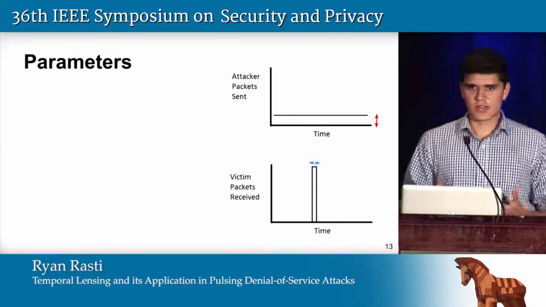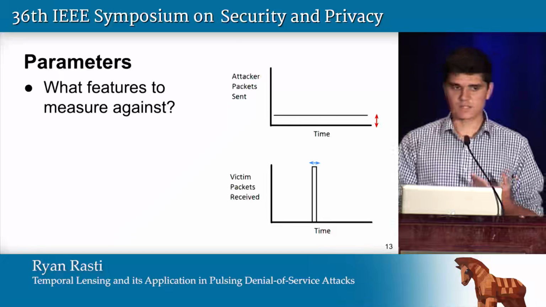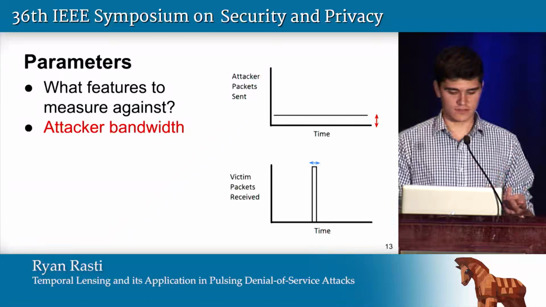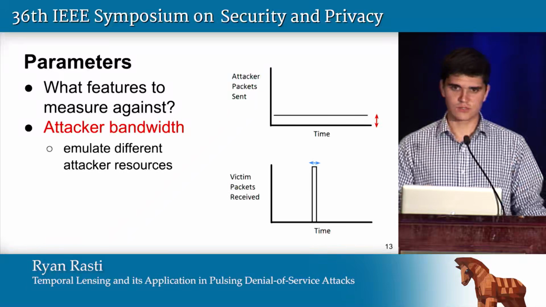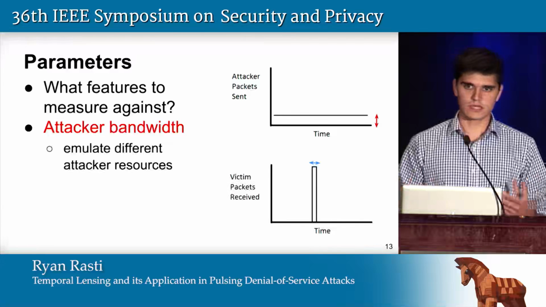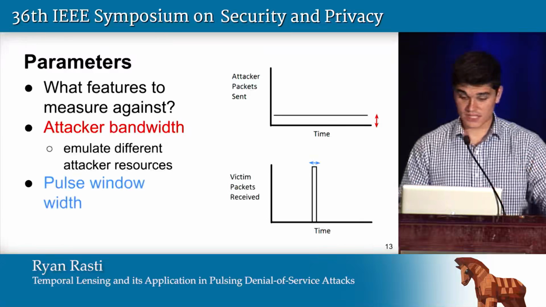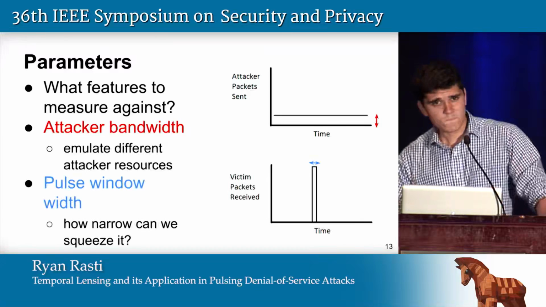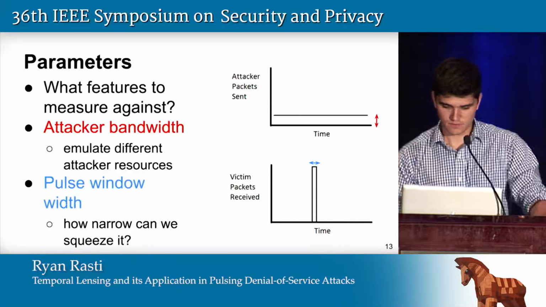Right, so now that we know we can actually create these pulses, we want to measure how these pulses change as a factor of two big things. The first is the attacker bandwidth. As we emulate attackers with different upload bandwidths, can we still create this lensing effect, or does it scale poorly? The second question is, how narrow or wide can we create these pulses?